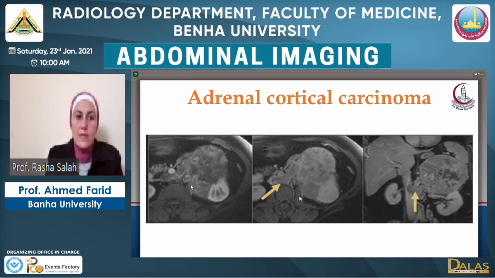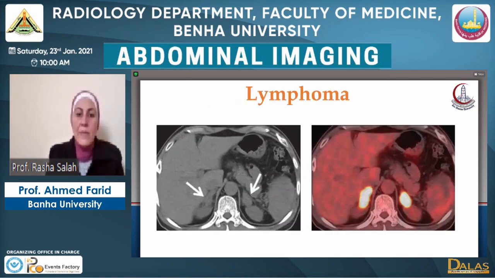This mass shows heterogeneous enhancement on the early arterial phase, and on the portovenous phase there is infiltration of the IVC. This is the coronal reconstruction with true tumoral extension into the IVC, and this is characteristic for adrenal cortical carcinoma. What about adrenal lymphoma?